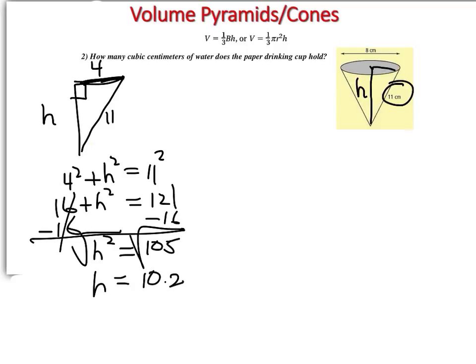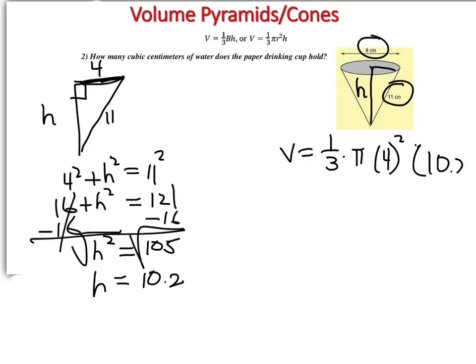Okay, so based on that, we can find the volume of this drinking cup. Okay, so it's 1/3 multiplied by pi multiplied by the radius. Here 8 is the diameter, so the radius is 4, and that's squared, times the height that we just calculated, which was 10.2. So putting that in the calculator, we'll get 170.9 for our volume. And that's cubic centimeters.